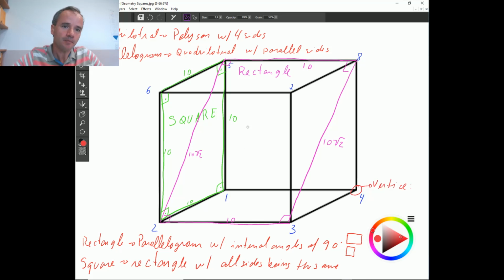Okay, now how many vertices do we have in here? Okay, well, I'm going to give you now the answer. We have 4 in the bottom plus 4 at the top. You see, 1, 2, 3, 4, 5, 6, 7, 8. Okay, we have 8 vertices. Now edges.